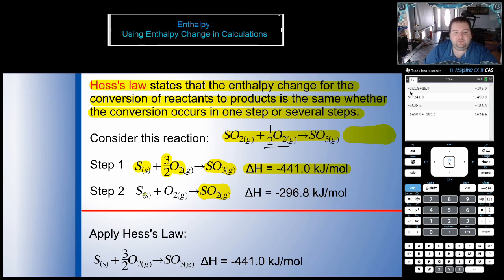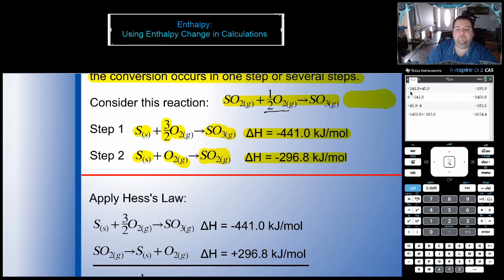What's the standard state of sulfur? Well, again, it's just sulfur. What's the standard state of oxygen? It's oxygen. Balance it, it's already balanced. Nice. What's the enthalpy of formation? There it is. So now we need to apply Hess's law.